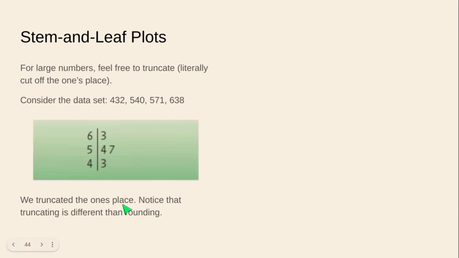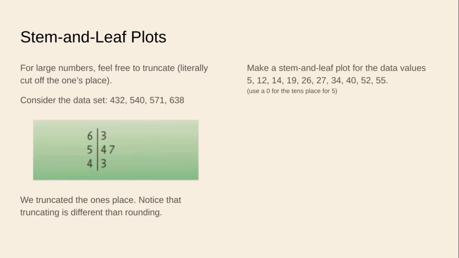So we truncated the ones place, and we note that truncating is different than rounding. Rounding, we would move up to a nearest place, but for the 638, we just leave 6 and 3. It doesn't turn into a 4. It's not like, oh, 8's above 4, 5 and above, give it a shove. No, truncate, we don't care. So there you go. So here's an example for you. Make a stem and leaf plot for the data values, those.